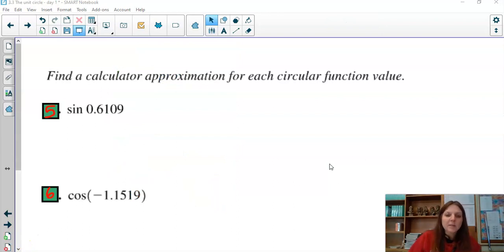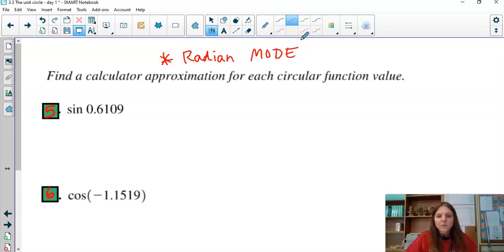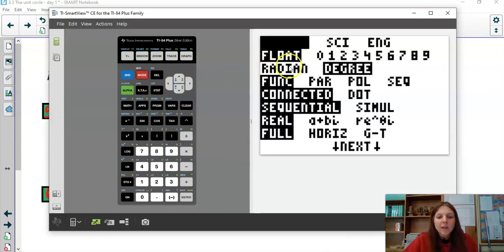Okay, the last part of the assignment is going to be calculator problems. It says find a calculator approximation for each circular function value. Here's a note. We're working with radians now, so this needs to be in radian mode. In your calculator, you want to go to mode, at the top of your calculator here, and see how mine's in degree. I need to change it back to radian. So I'm going to arrow down to the word radian, and I'm going to hit enter.